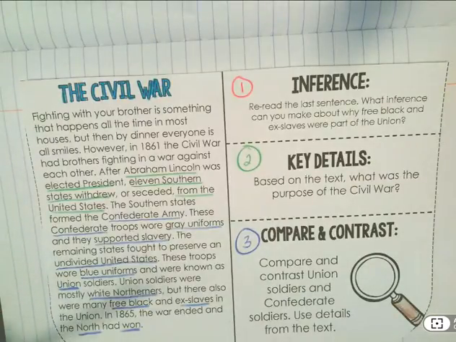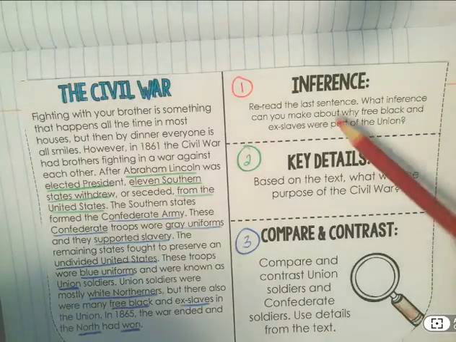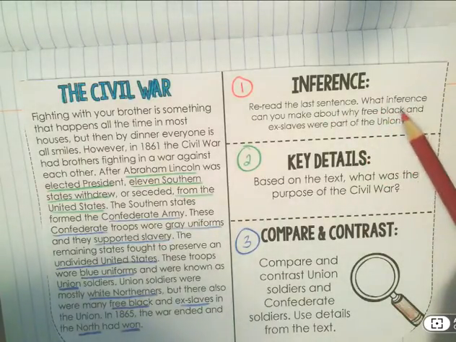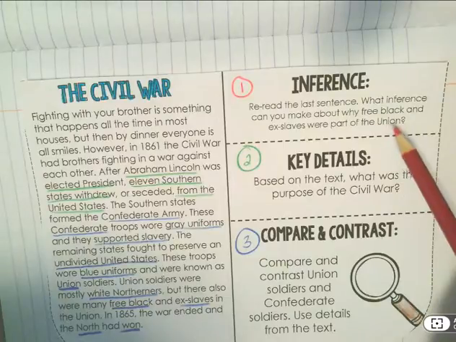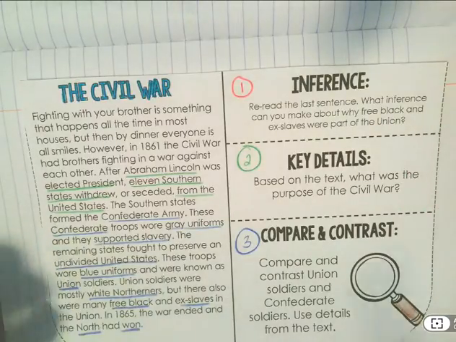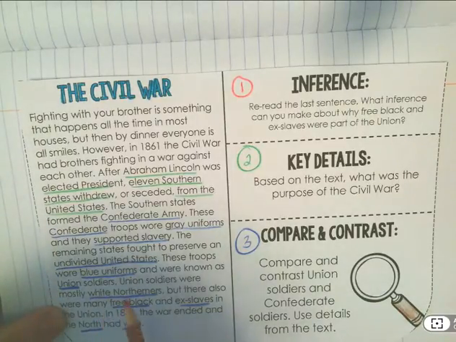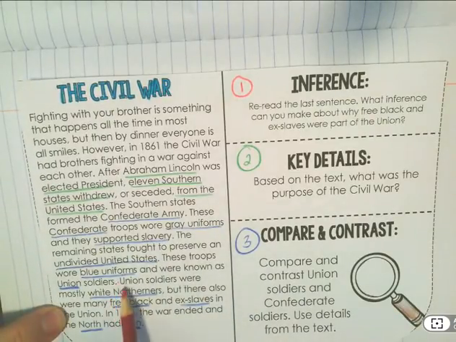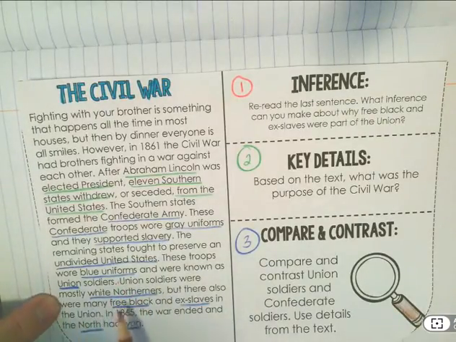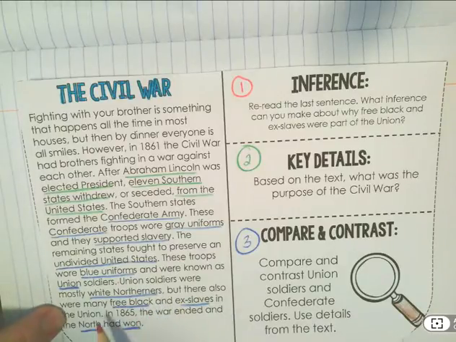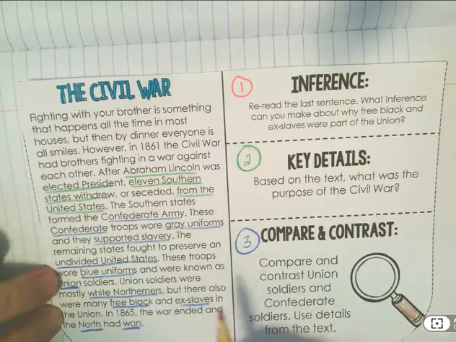All right. Now for inferencing, it wanted us to reread the last sentence. What inference can you make about why free black and ex-slaves were part of the Union? So here, let's see our last sentence. We will go from right here. It says Union soldiers were mostly white Northerners, but also were many free black and ex-slaves in the Union. In 1865, the war ended and the North had won.